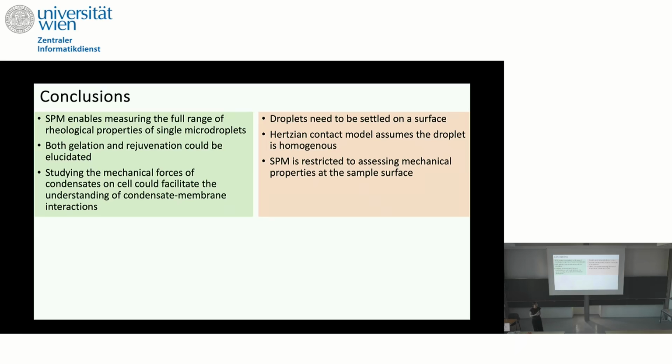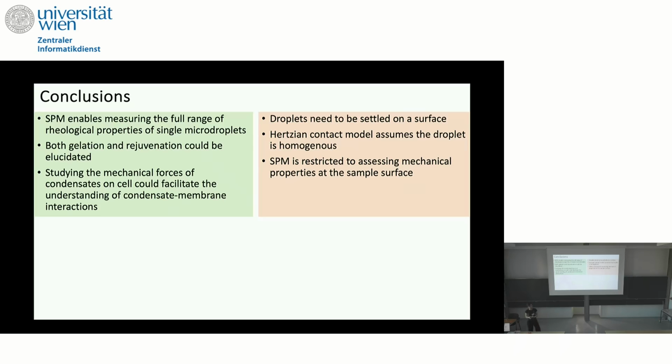But like any new methodology, it also has limitations, which I would like to also give you, so you know that if you want to use it, you have to really think about your application. So one of the limitations is that the droplets need to be settled on a surface. So it's not like with optical tweezers that you can trap them. They are in the liquid, they are in the nice round form, and you can just trap them and start modulating them. They need to be settled on a surface, because obviously I cannot probe something that is swimming and then I will just push it down. So this is a limitation.